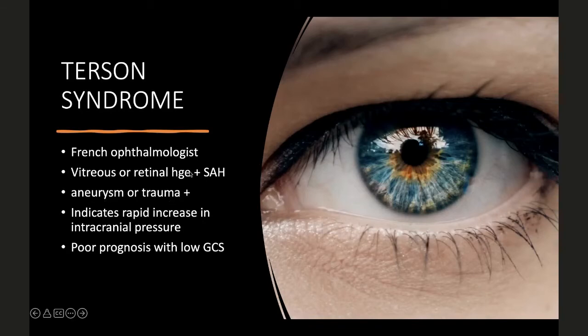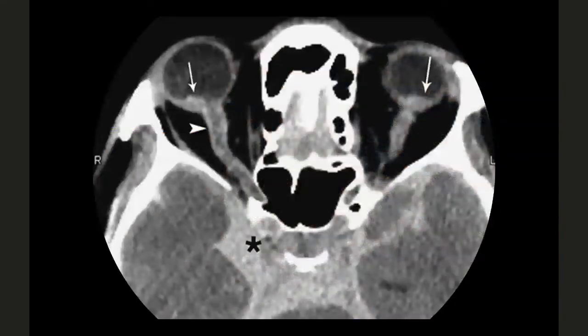Okay, so how does a subarachnoid hemorrhage form? You know, it can be because of an aneurysm rupture, or you can have trauma and you can have subarachnoid hemorrhage. So you tend to have those histories. And why is it important? Because there's a rapid increase in intracranial pressure. It's also going to cause an increase in ocular pressure if this hemorrhage quickly gets in. Overall, there's a poor prognosis, particularly with a low Glasgow Coma Scale.